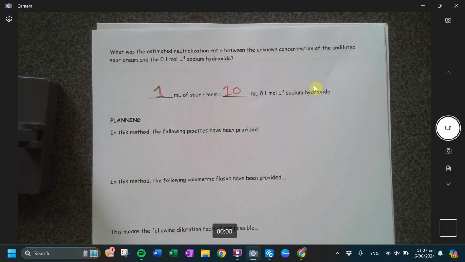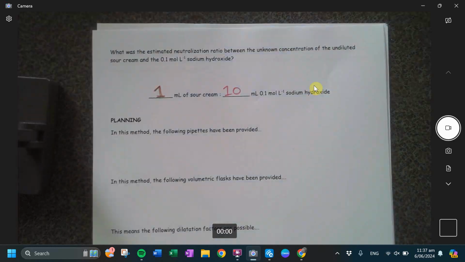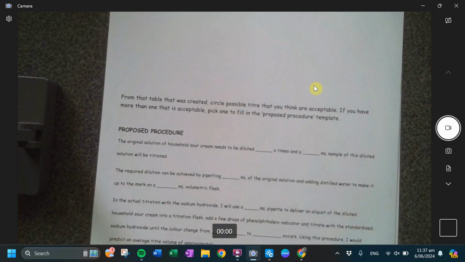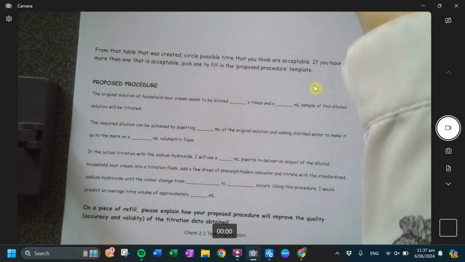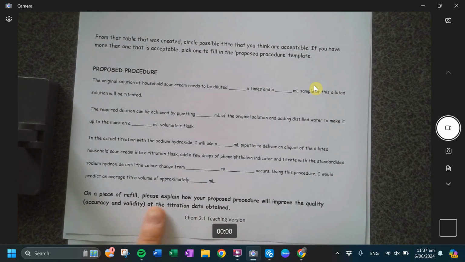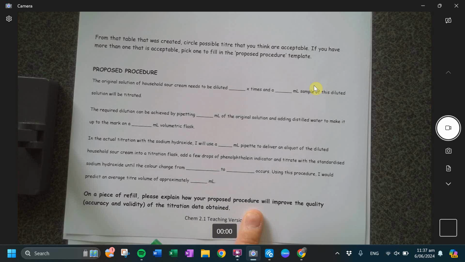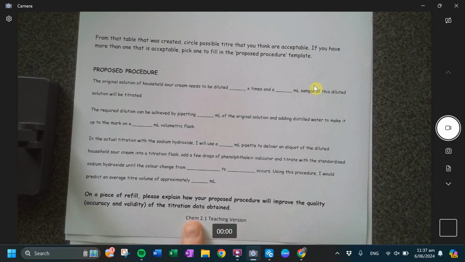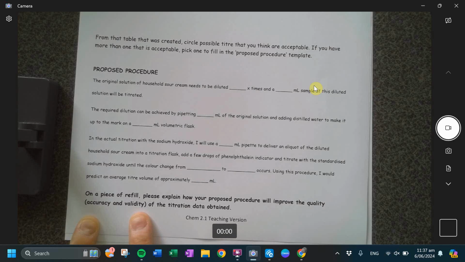Now I'm just going to jump to the excellence level stuff just to kind of explain why we need to do our dilution. I'm just grabbing a green color pen. So we have obviously our planning, all this stuff here. We have some math that we're going to do. We have a procedure that we're going to propose. And then you see at the back here, it says, on a piece of refill, please explain your proposed procedure, how your proposed procedure will improve the quality of the titration data obtained. So thinking about the accuracy and the validity of your results.